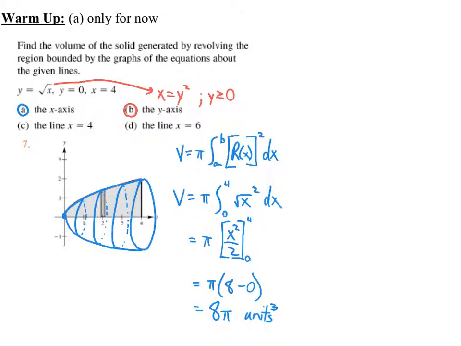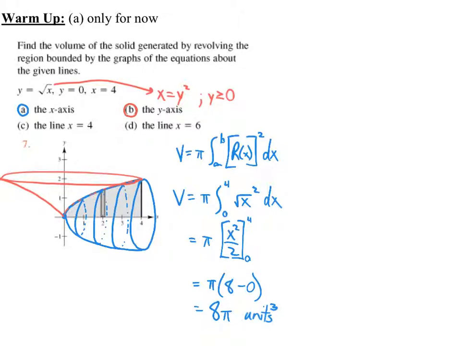But in this case, what we're doing is revolving it around this way. It's going to look like this. It's like a big cone, or like a funnel you pour stuff into and it funnels through. It looks like a big funnel.